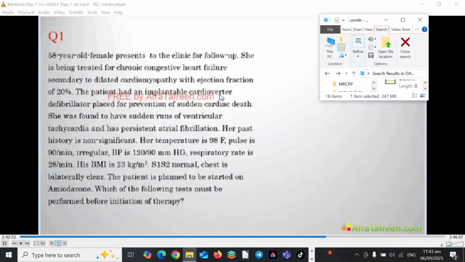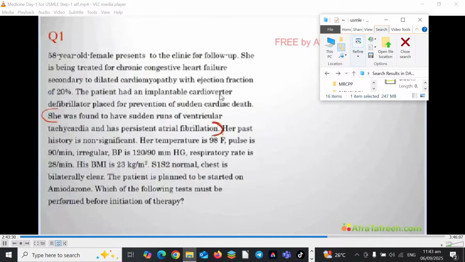This is a generic question and a conceptual pharmacological question which asks: a 58-year-old female presents to the clinic for follow-up. She is being treated for congestive heart failure secondary to dilated cardiomyopathy. Patient has an implantable cardioverter defibrillator. She was found to have sudden runs of ventricular tachycardia and has persistent atrial fibrillation.